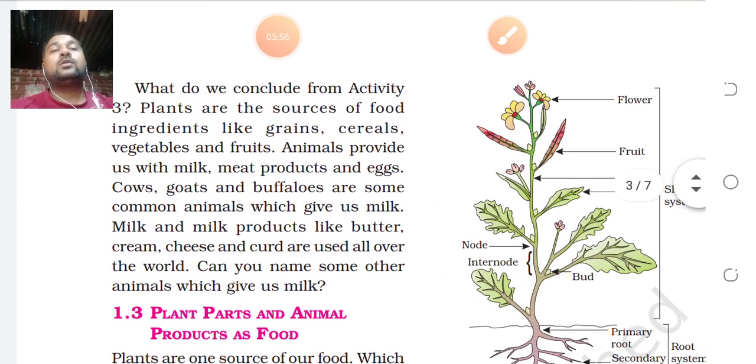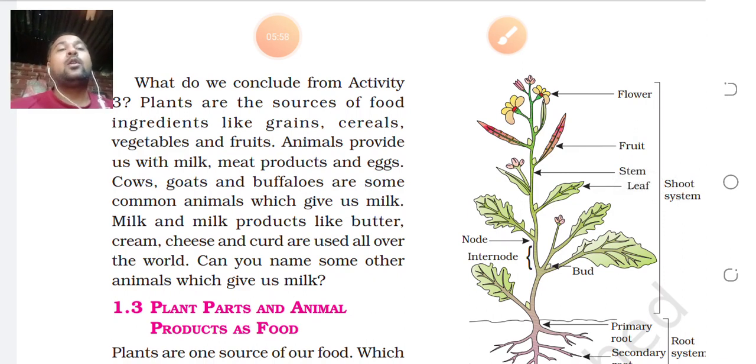So what do we conclude from activity 3? Plants are the sources of food. Ingredients like grains, cereals. Cereals mean any kind of grains. Vegetables and fruits. Animals provide us milk, meat products and eggs.